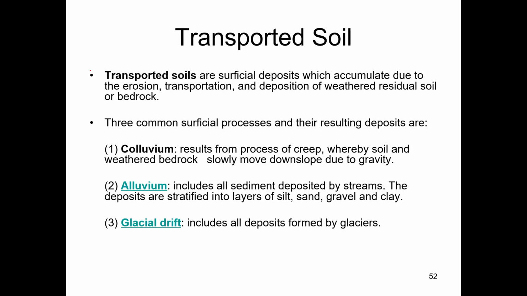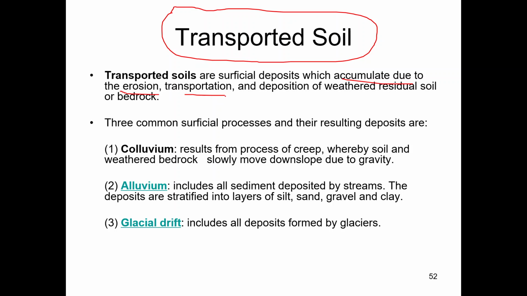So this is about another type of soil, transported soil. We have discussed residual soil. Now we discuss transported soil. Transported soil is deposited soil that was transported and then accumulated because of erosion, transported by water or wind, or by gravity.